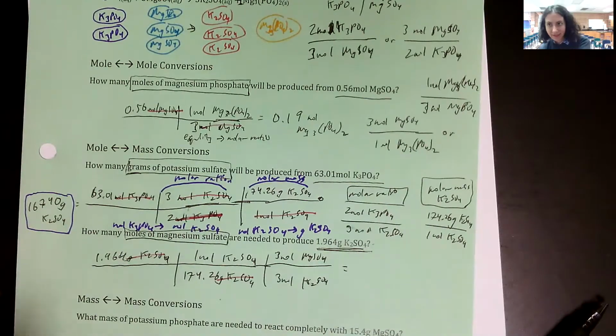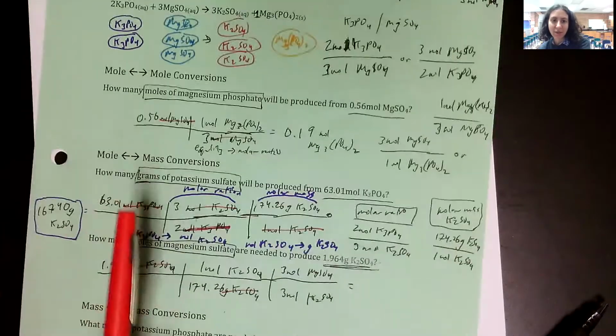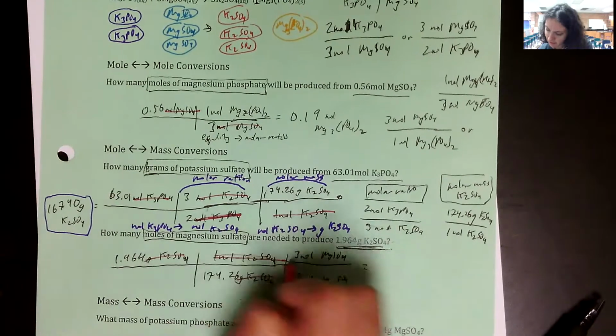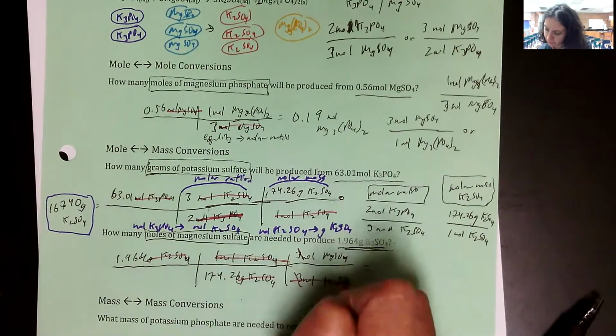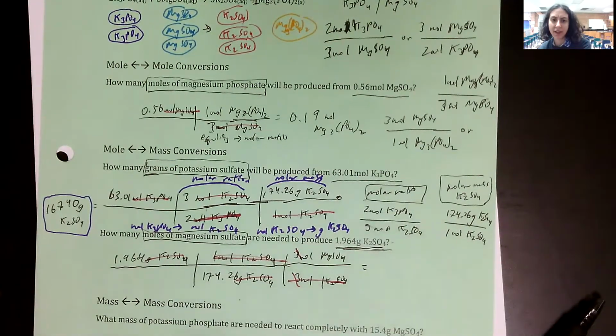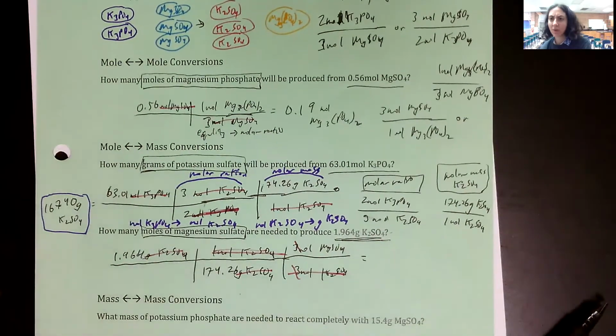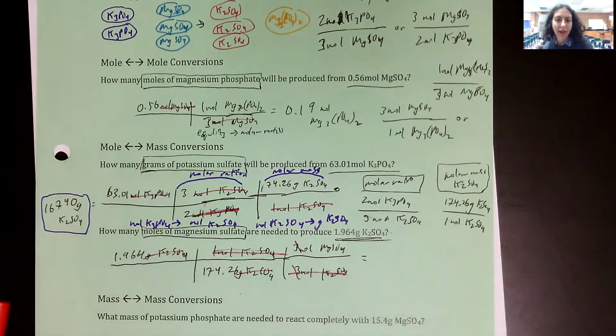Now, are we done? Well, yeah, I drew an equal sign, so we know we're done. But are we really done? Yes, because our units are going to cancel out. I'm just going to cross out those 3's. Those moles of potassium sulfate cancel out, and we're left with moles of magnesium sulfate, which is exactly what our question is asking us. So we are done. Now we just have to do the math.